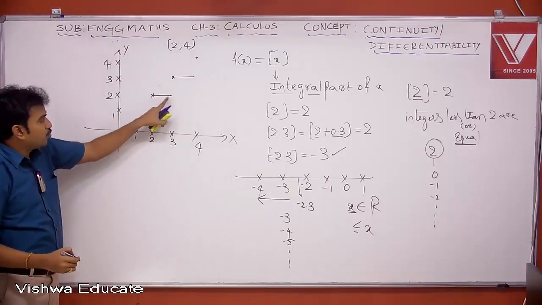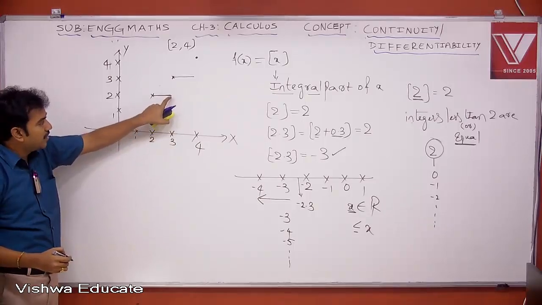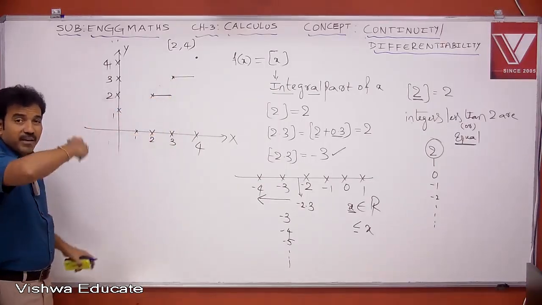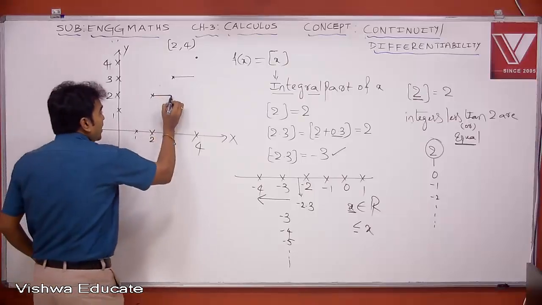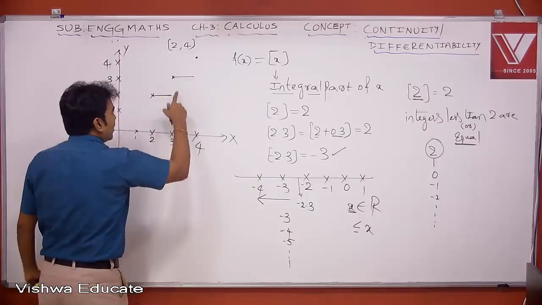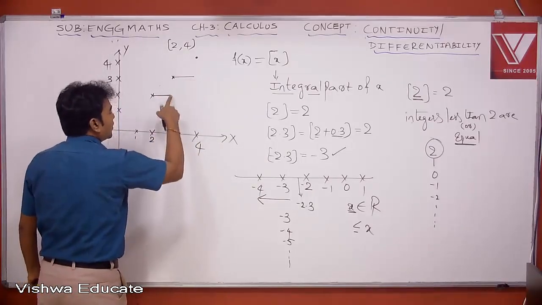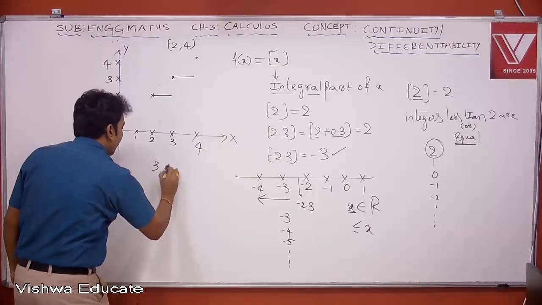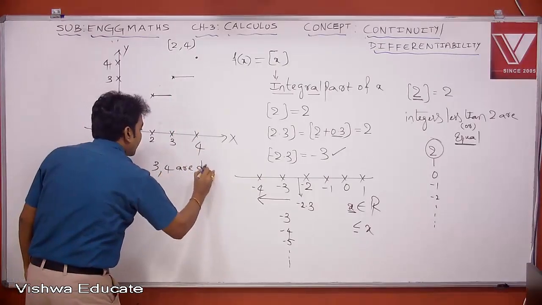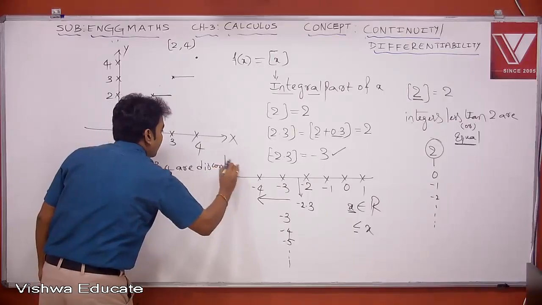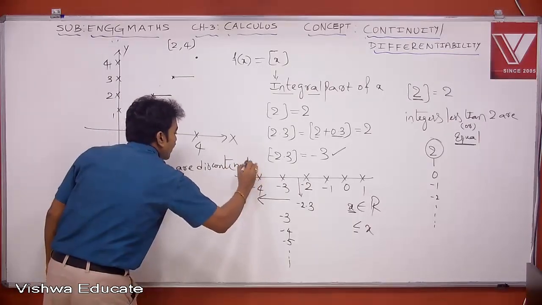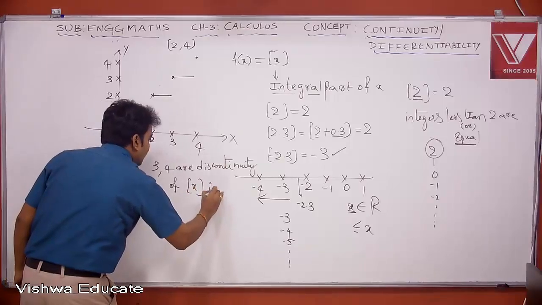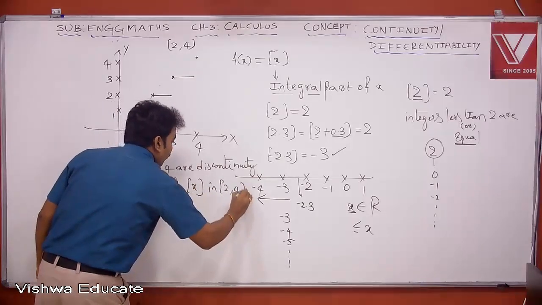Now we can see from 2 to 3, no issues. At the point 3, the graph jumps from this place to this place. So jumping has taken place at this place and at this place. Therefore, in this case, 3 is a discontinuity point and 4 is a discontinuity point. So 3 comma 4 are discontinuity points of integral part of x in closed interval 2 comma 4.